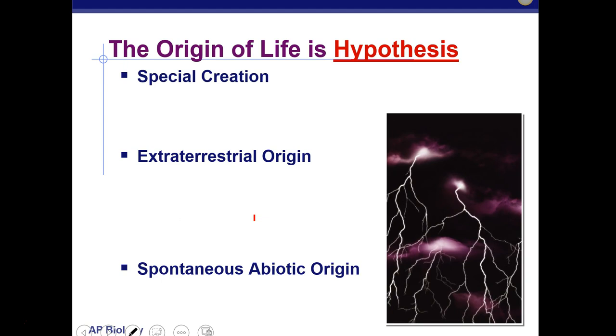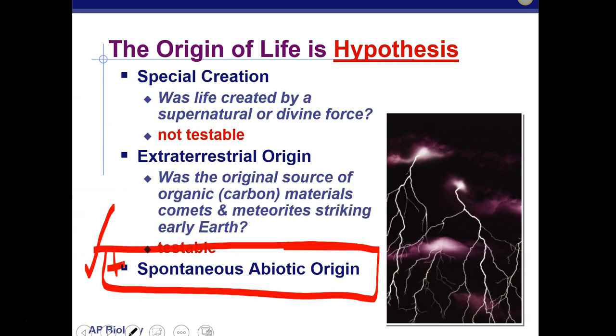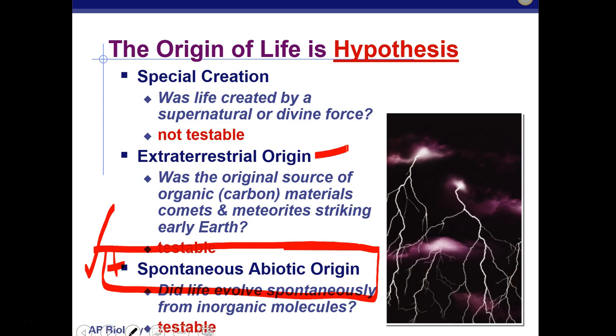We've got the 3 major hypotheses of where life came from. What they will test you on, what you want to make sure you know, is the spontaneous abiotic origin, because that's the one most scientists lean to. Unless you watch the History Channel, then you know it's extraterrestrial origin.